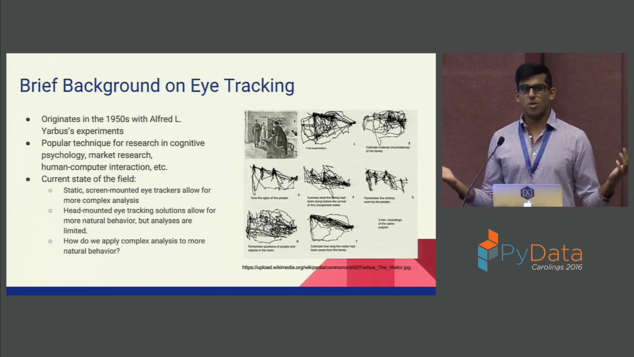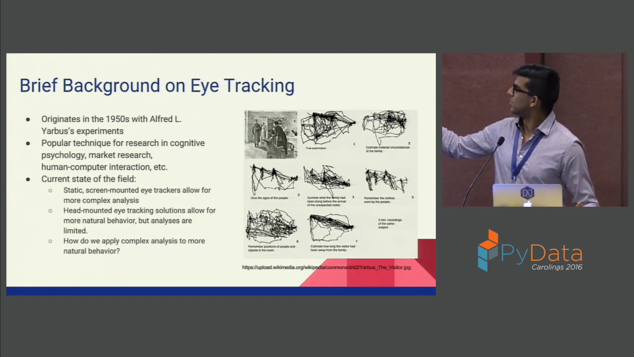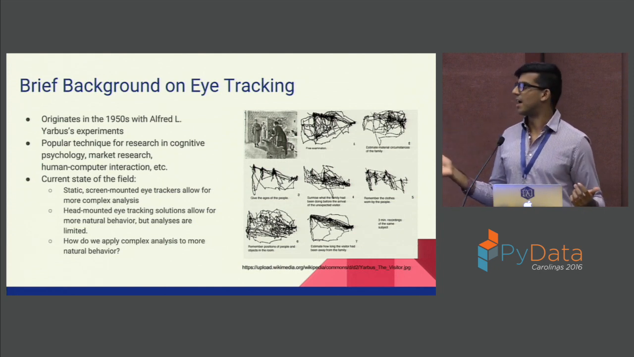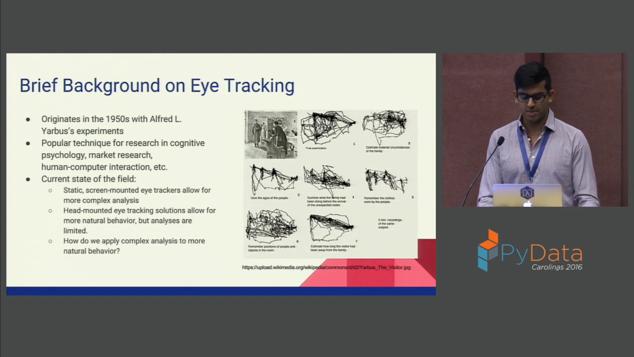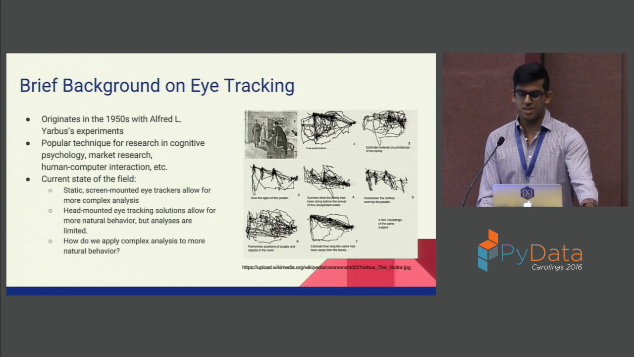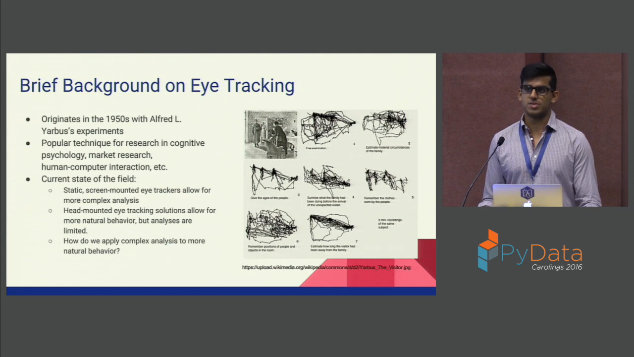Basically, he'd show one piece of art and then tell people to do different things with that art. So remember the clothes worn by two people, or give the ages of the people. And he found that the gaze patterns for these were drastically different depending on the task that people were given. So that was kind of the beginning of eye tracking. And since then, in modern times, eye tracking is used widely for everything from human-computer interaction to market research to psychology and neuroscience, like we're using it today.